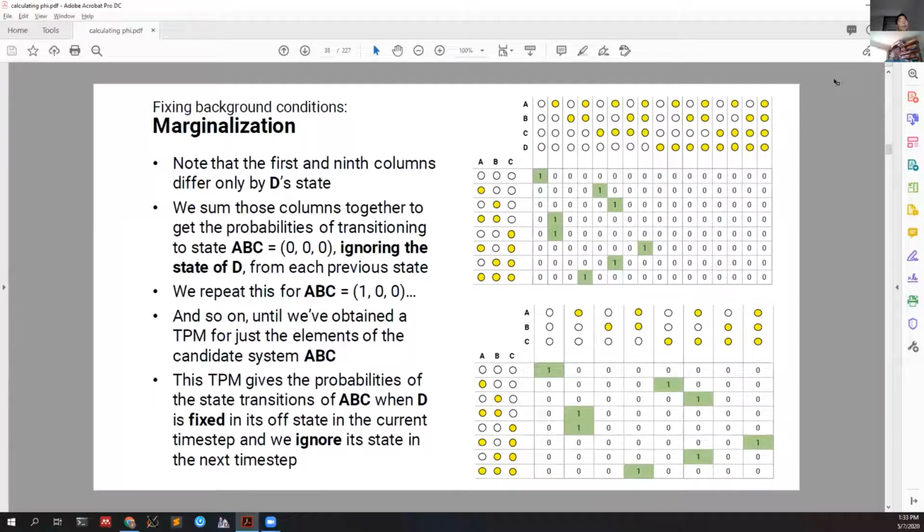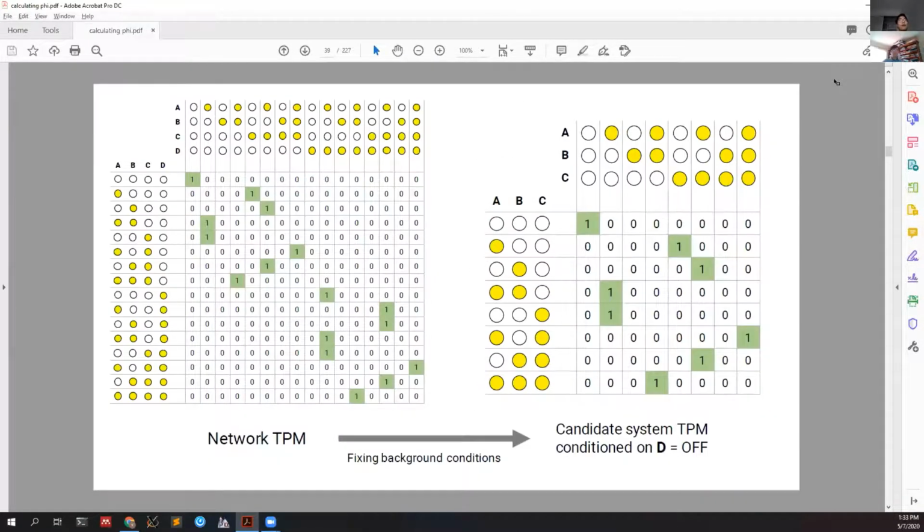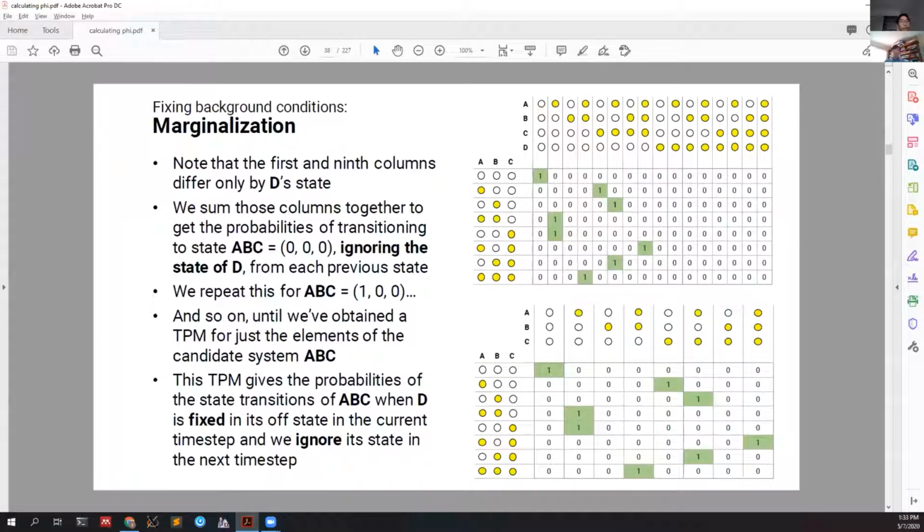Let's complete this slide and then take the questions at that point. Okay. So by doing this, we can ignore these elements. I mean, in this case, we fix these states off in the current time step, and then ignore these states in the next time step. Okay, so there were a couple of questions.